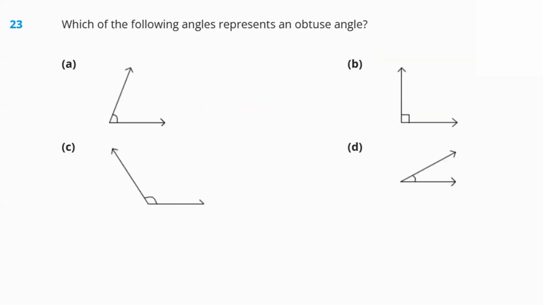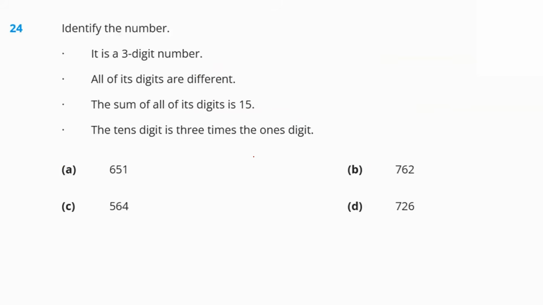My next question, which of the following angles represents an obtuse angle? The first one is an acute angle, so obviously not that one. The next one is a right angle. That's also not the answer. Option C is an obtuse angle measuring more than 90 degrees. And the fourth one is also an acute angle. So option C is the answer.